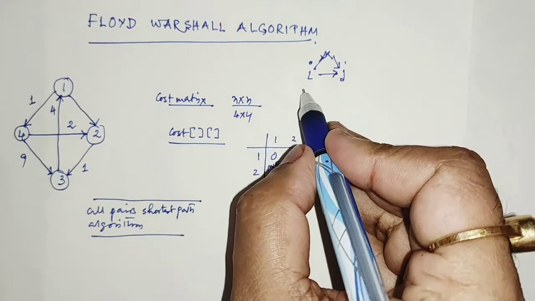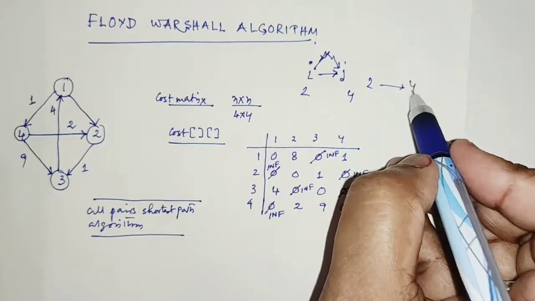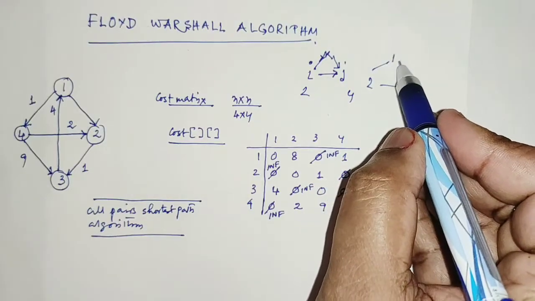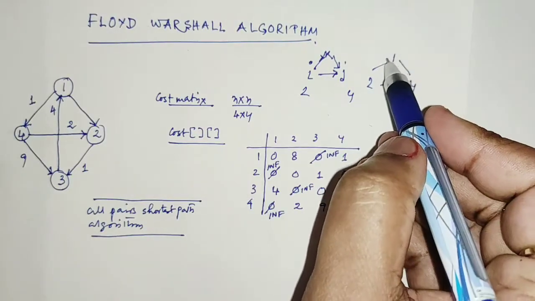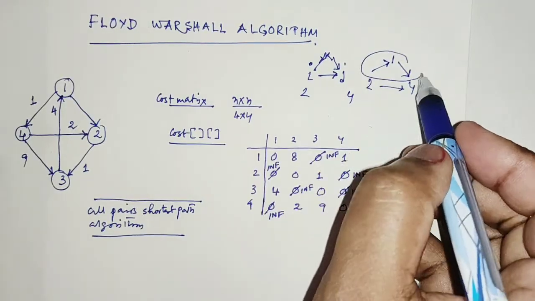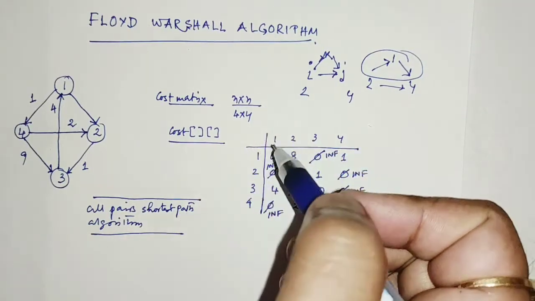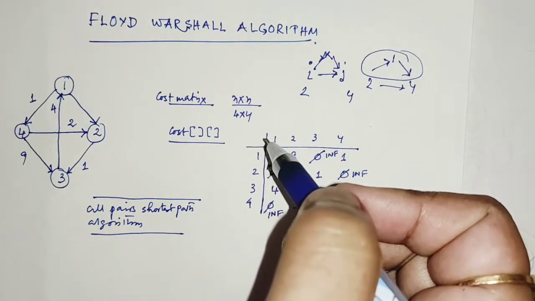So suppose you have two vertices 2 and 4, and you want to calculate the shortest path from 2 to 4. Then you consider 1 as an intermediate vertex. That means, is the path from 2 to 1 plus 1 to 4 less as compared to the path from 2 to 4? So this is the logic behind Floyd Warshall's algorithm.